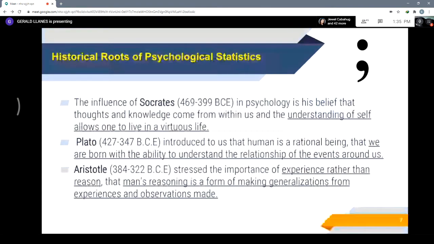Kilala niyo si John Locke? Yes, sir. Sino si John Locke? Tabula rasa po. John Very Wick. Good. Hindi John Wick, no?